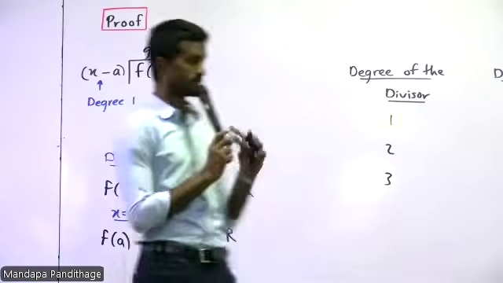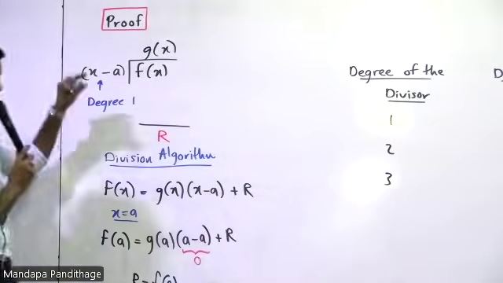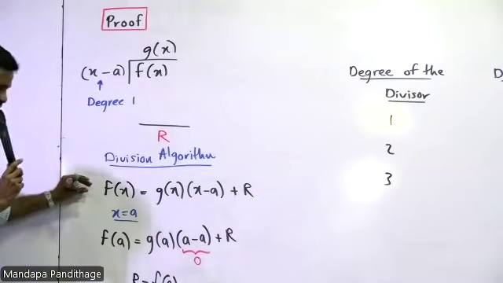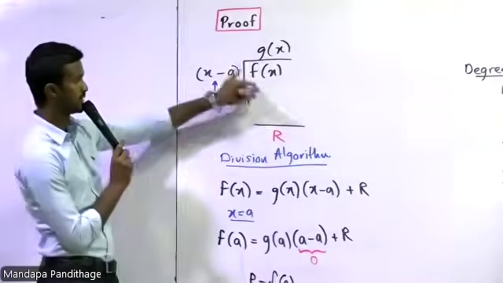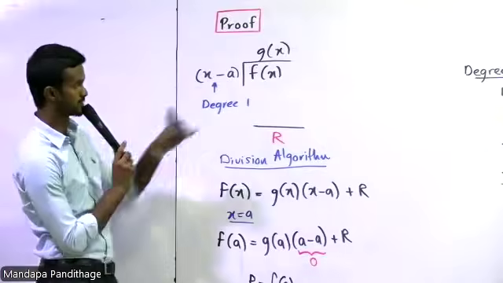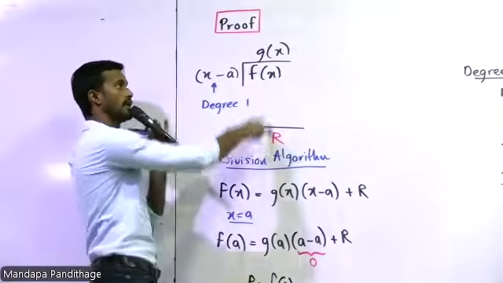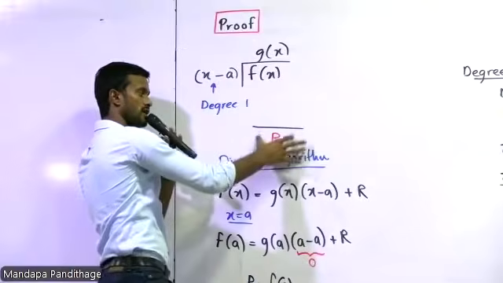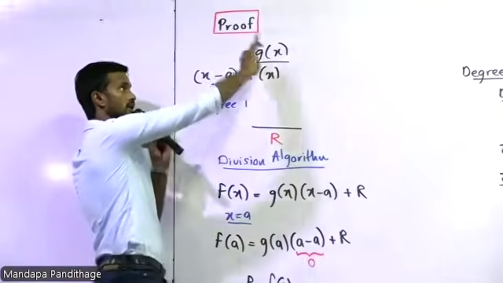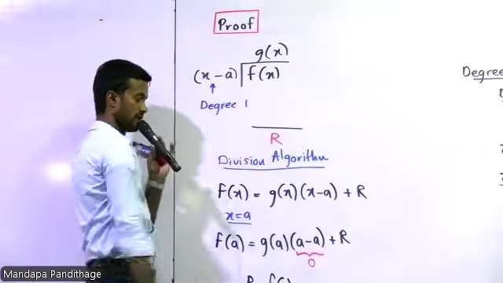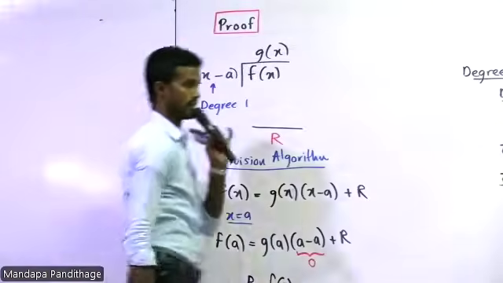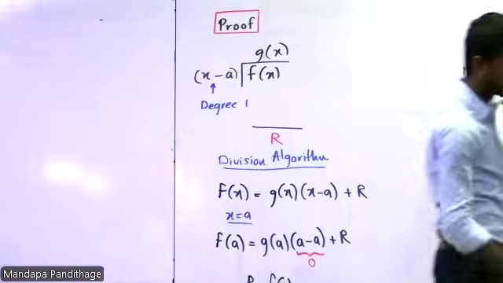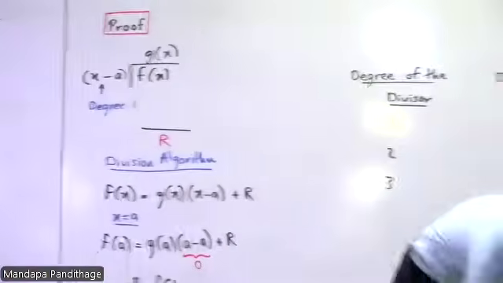Clear? Okay, so this is how you are supposed to prove the remainder theorem. I'm taking f(x) divided by x minus a. I'm bringing r and g(x) to this. I need to prove that r is equal to f(a), and g(x) will be taken out when I put x equals a. Write it in this way under the proof of the remainder theorem.